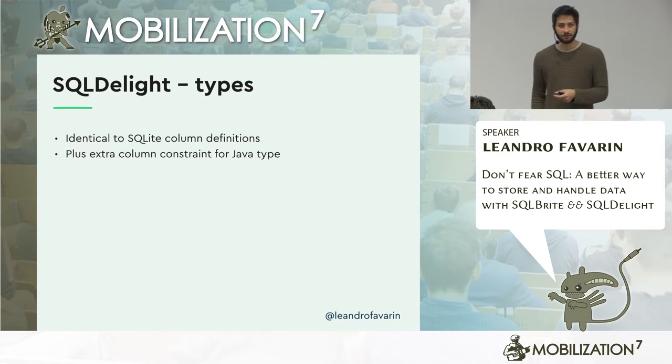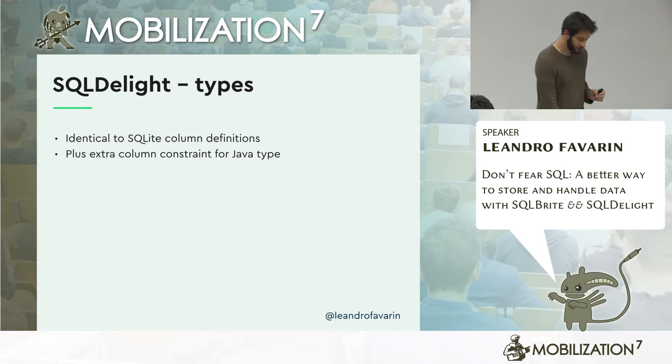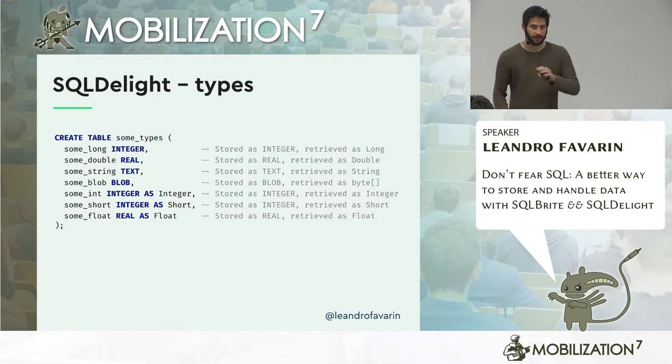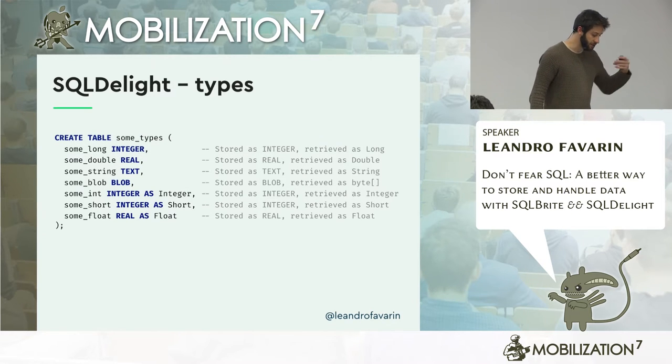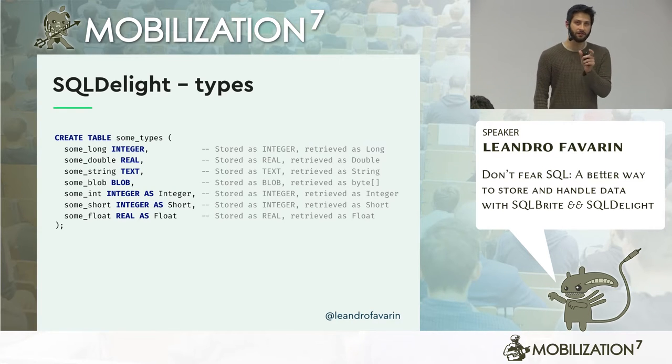Types reflect the types that SQLite defines, plus this extra column constraint for Java types, which is a nice way of SQLDelight to bring the consequences of this database being the source of truth. So for example, here are the types that SQLite defines: integer, real, text. And then SQLDelight allows you to say as something, as integer, as short, as float, and then you retrieve those values on the Java side the way you defined there.